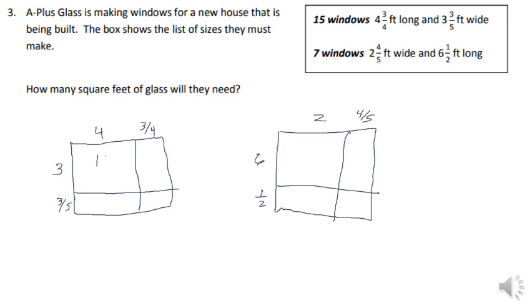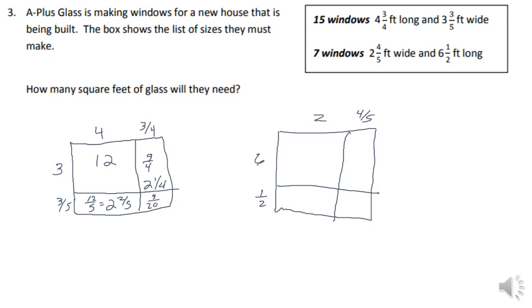4 times 3 is 12. 3 times 3/4 is going to give us 9/4, which is equal to 2 1/4, because 4 goes into 9 2 times, leaving 1 left over. 3/5 times 4 is going to give us 12/5, which equals 2 2/5, because 5 goes into 12 2 times with 2 left over. And the last one is going to be 9/20.